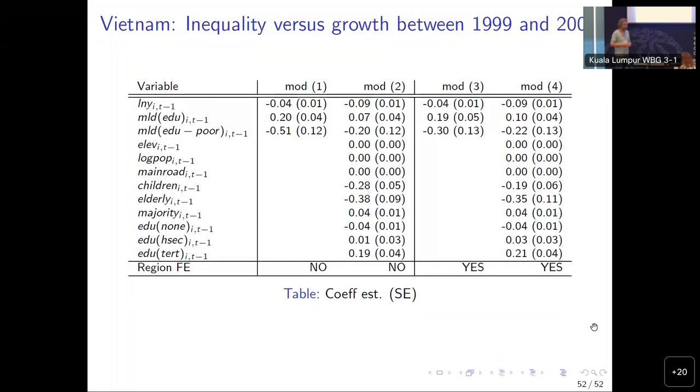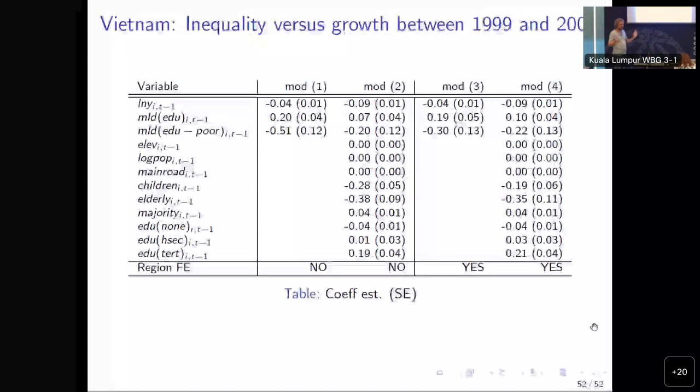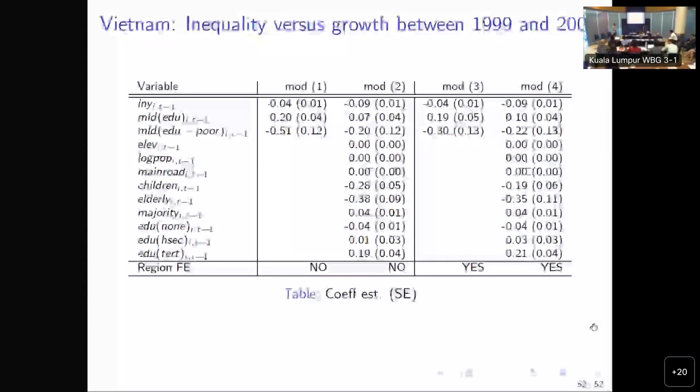So the early variable has no differentiation between whether your parents are poor or not? Yep. The first one, just MLD education, is just total inequality in education. But the coefficient is basically double, then, like the 2-1, compared to the next one. So that's what I told you earlier.